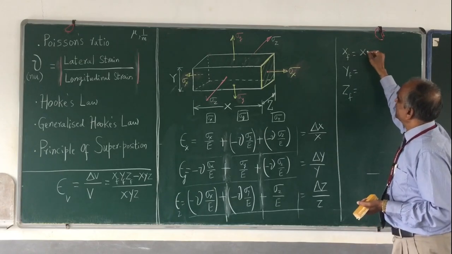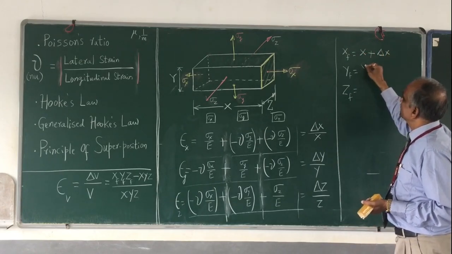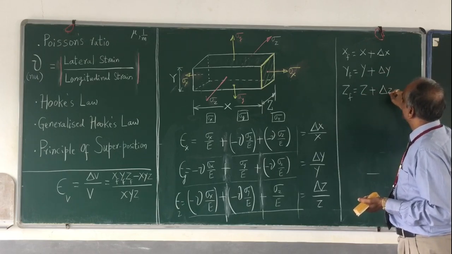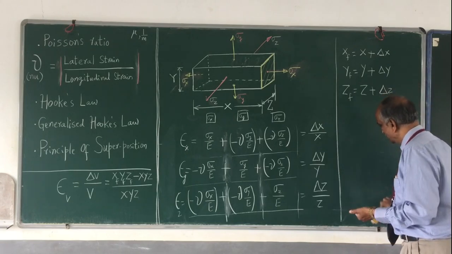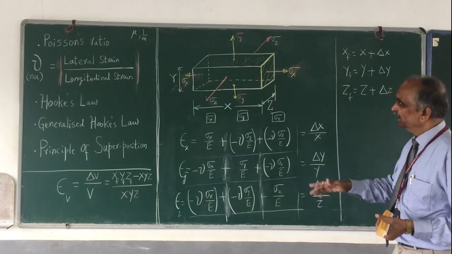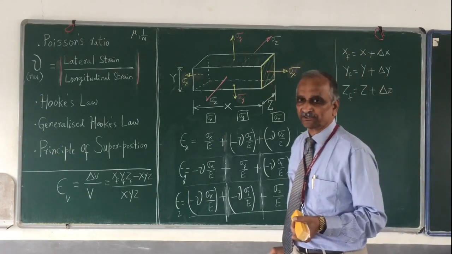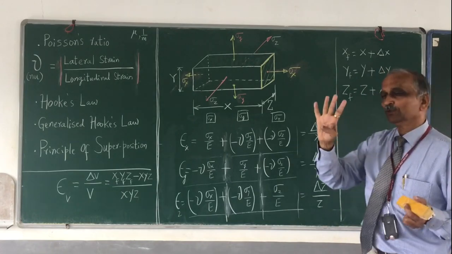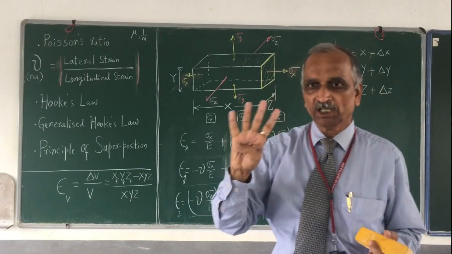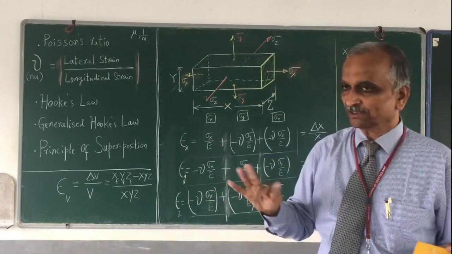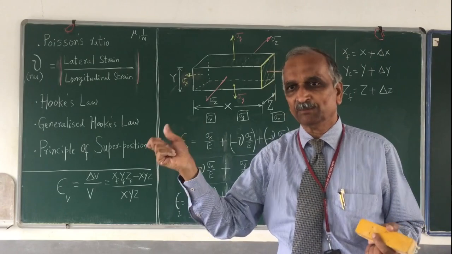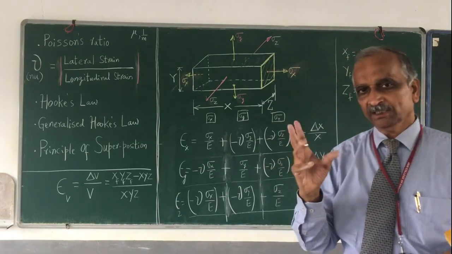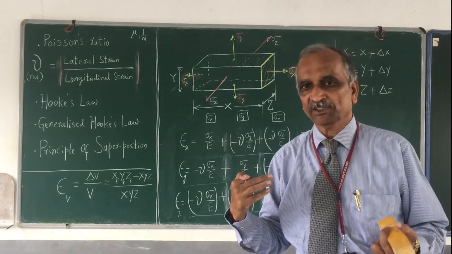That is nothing but x plus delta x. This is nothing but y plus delta y. This is nothing but z plus delta z. Please remember these delta x, delta y, delta z are very, very small, and whenever you are asked to calculate volumetric strain, I wish you to take these values delta x, delta y, delta z to at least 4 decimal places. Otherwise, if you take only 1 decimal place, then your round off error is too high, and therefore you won't be able to get the expected value of the volumetric strain.